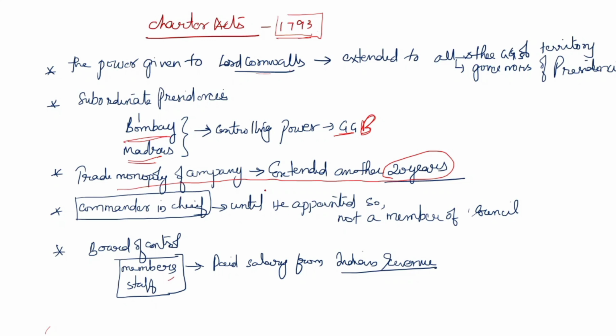The commander-in-chief, until he was appointed, was not a member of the council. It also created the Board of Control, whose members and staff should be paid from Indian revenue. These are the main features of Charter Act 1793.